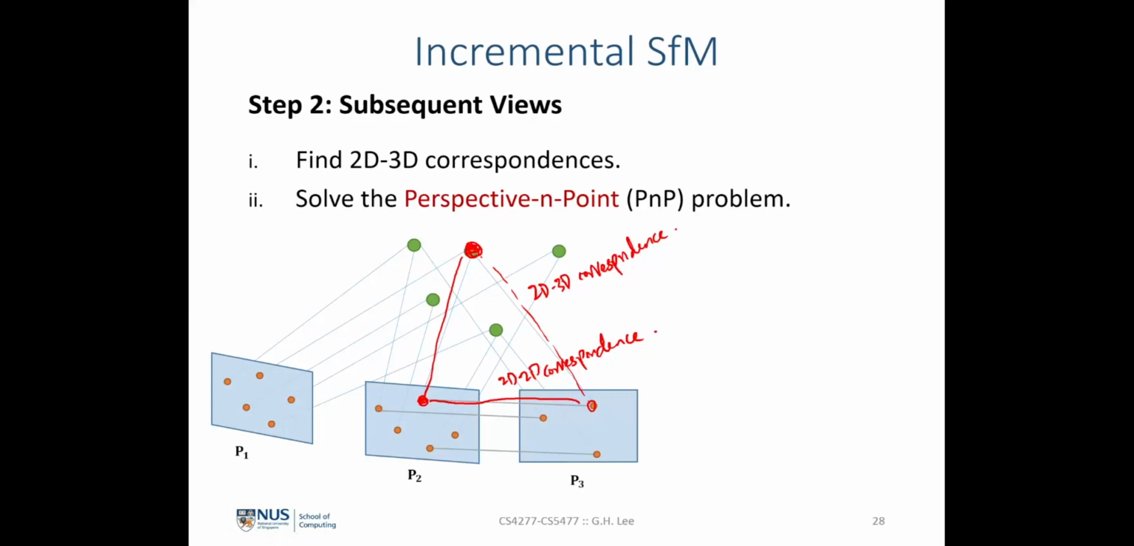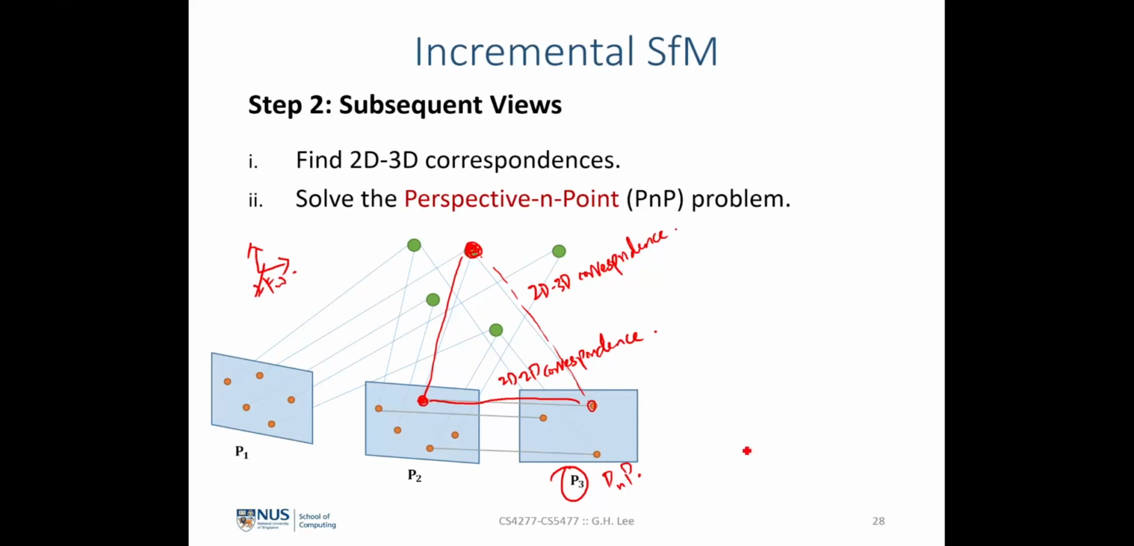So once we have established the 2D to 3D correspondence, we can use the PnP algorithm to compute P3, the pose of the third image, with respect to the 3D scene. And this would be with respect to the world frame as well, since we are expressing all the 3D coordinates of the points with respect to a 3D world frame.